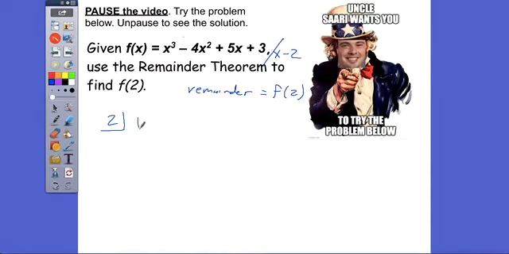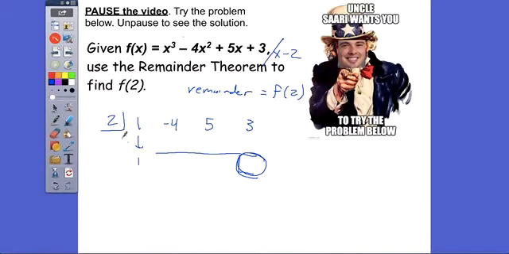So coefficients: leading coefficient 1, then negative 4, then 5, then 3. Notice no missing coefficients here, so we don't need to worry about any zeros in the middle. No hidden terms. Now we go ahead. We're going to be looking for this number right here. This is going to be our answer.